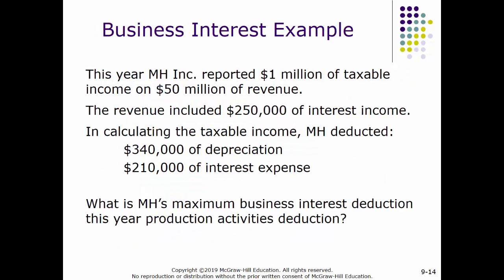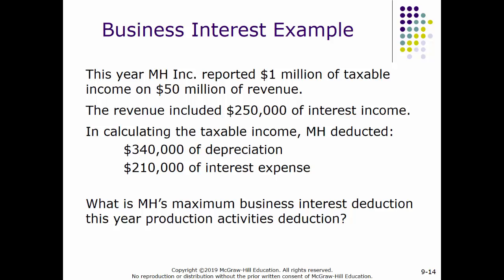Let's take a look at this. There's a company that reports $1 million of taxable income and the revenue was $50 million. So that's a large business with $50 million of revenue. Included in that $50 million was $250,000 of interest income. For the purpose of determining whether the business interest expense is going to be limited, we are to ignore the $250,000. So since it's in the $50 million, we would have to remove it, and we can just start with the $1 million of taxable income and make the adjustment accordingly.